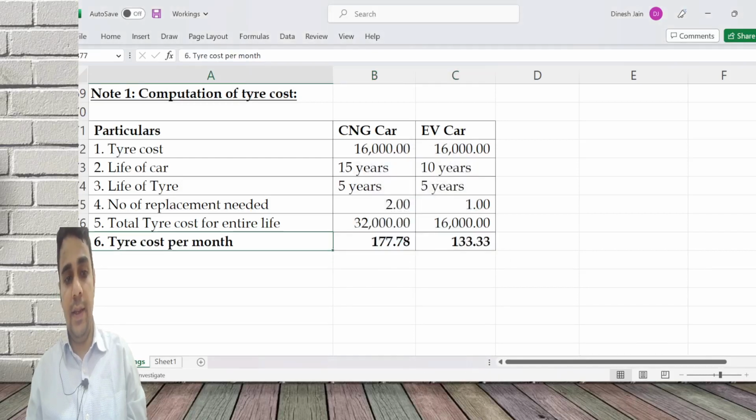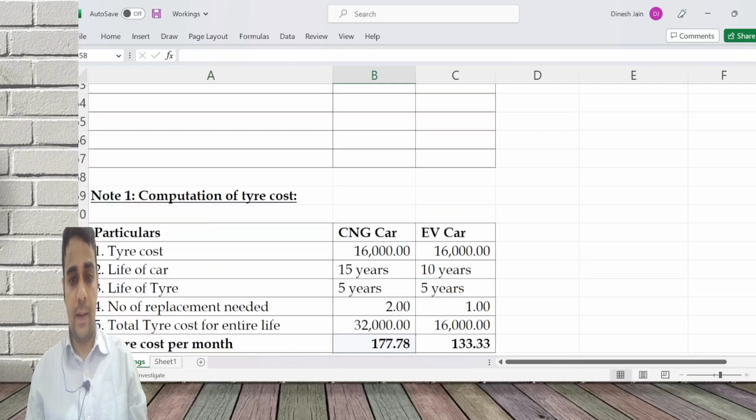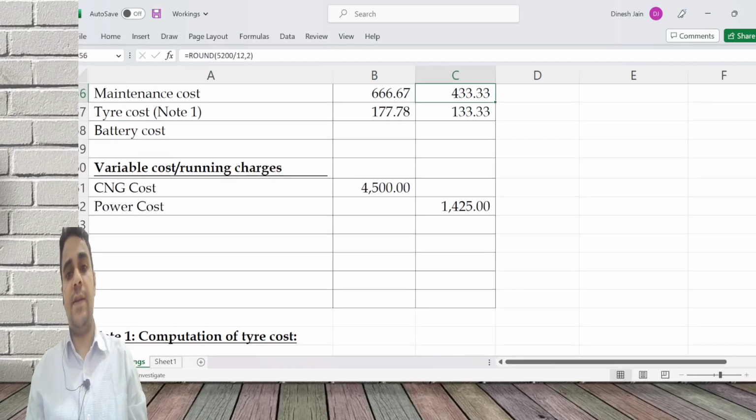Again, I'm repeating. I had to calculate how many replacements are to be done. At the end of the fifth year, yes. 10th year, yes. 15th year, no. For the second car, at the end of the fifth year, yes. 10th year, no. Tire cost, note 1, 177 and 133.